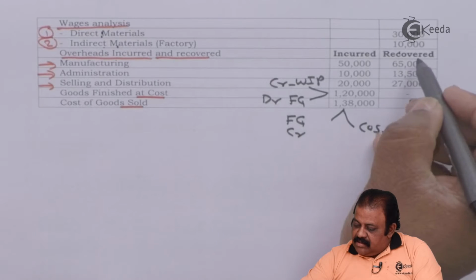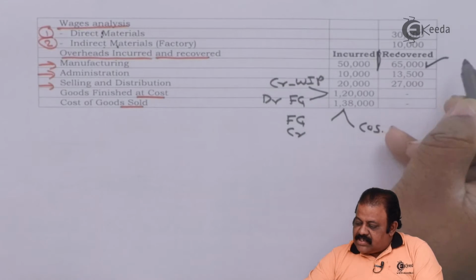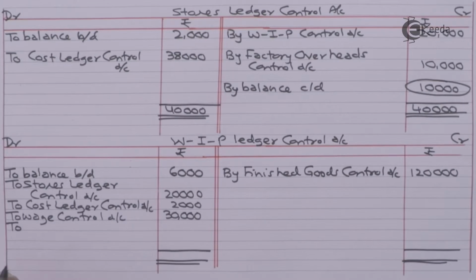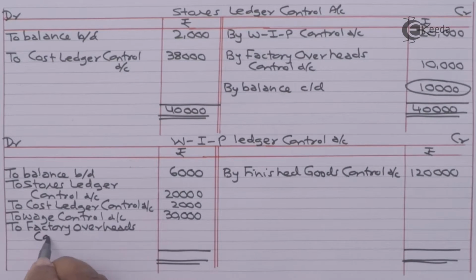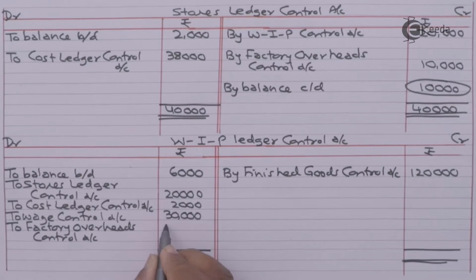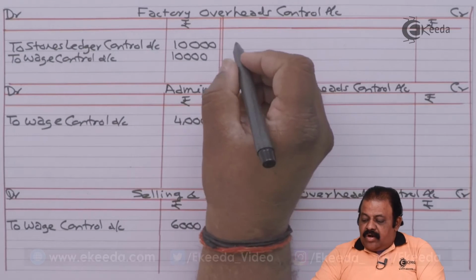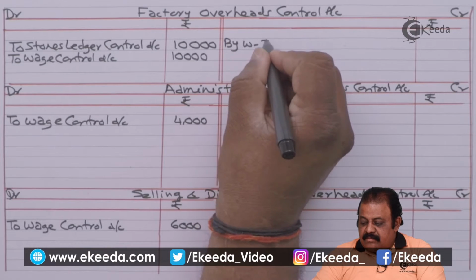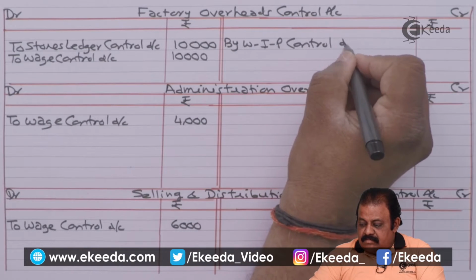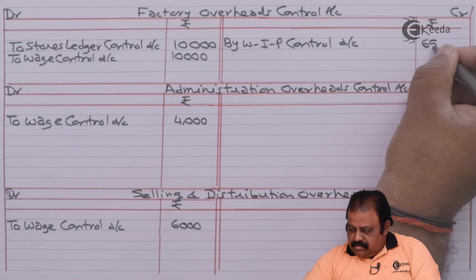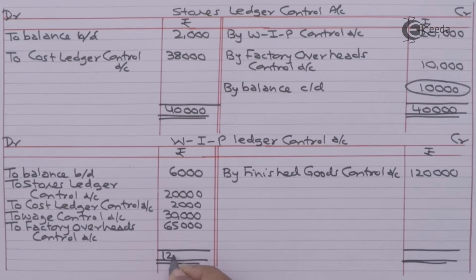Manufacturing overheads recovered 65,000. This will be debited to work in progress ledger control account, to factory overheads control account 65,000. In factory overheads control account on credit side, by work in progress control account 65,000.